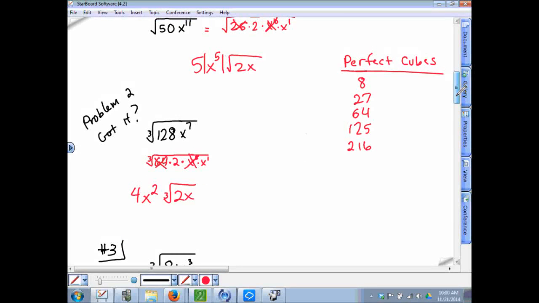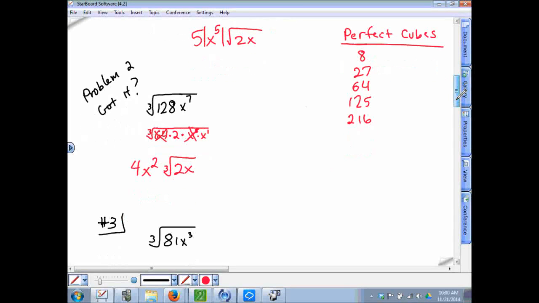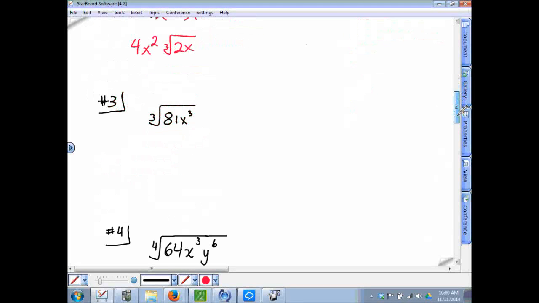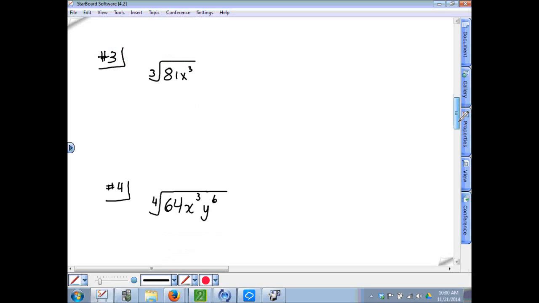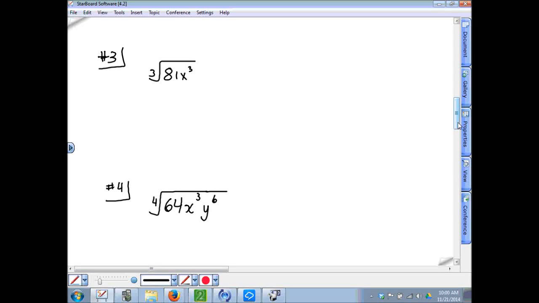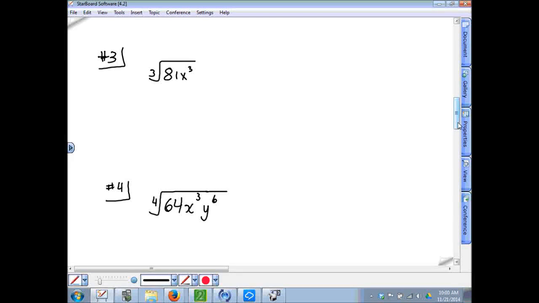All right, try problem 3. Practice problem 3 just underneath it. You see where it says A practice? Actually, try 3 and 4. Go. Try 3 and 4.